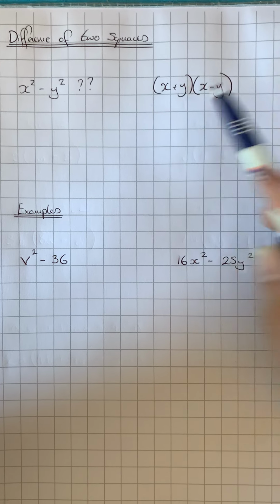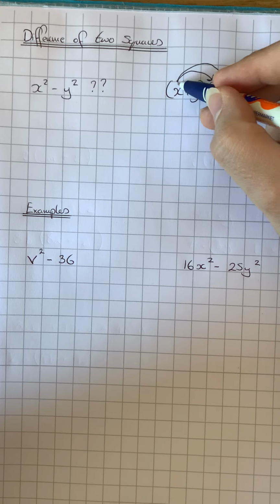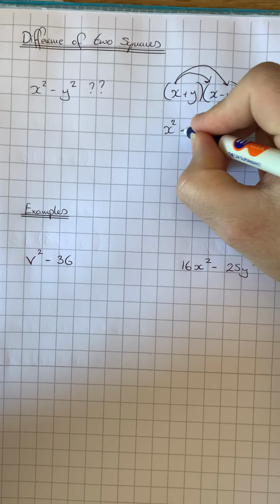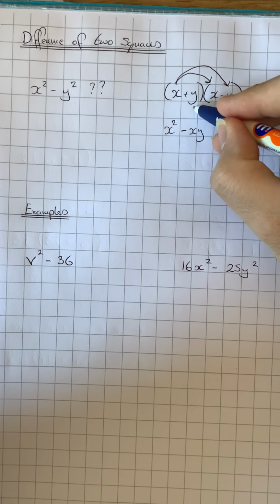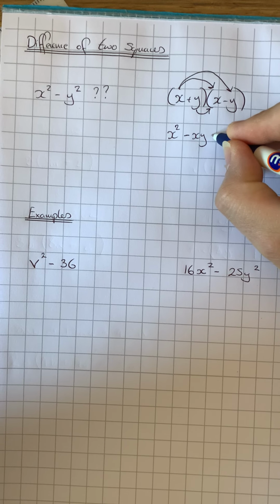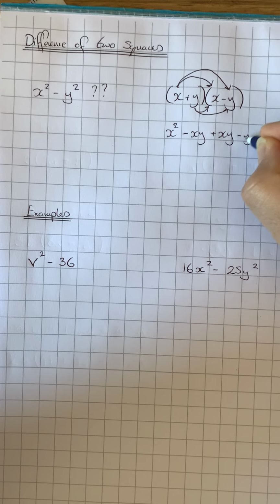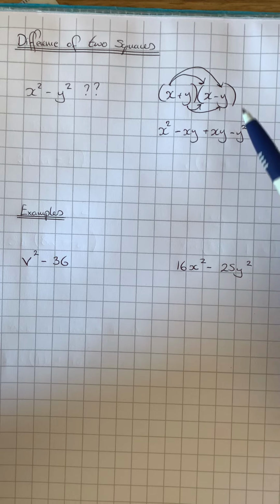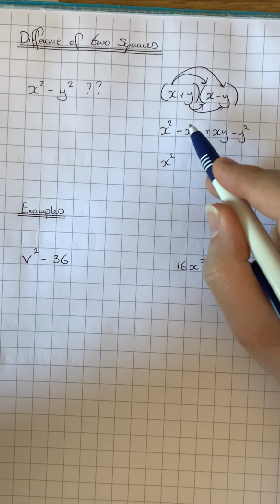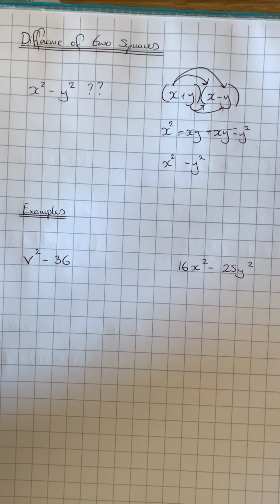this expression here and we multiply it out using our FOIL rule, x times x gives us x squared, x times negative y gives us negative xy. We do our insides, y times x gives us plus xy, and y times negative y gives us negative y squared. So when we tidy this up, x squared stays the same. Negative xy, add an xy, that just cancels them out and they disappear. And we're left with negative y squared.